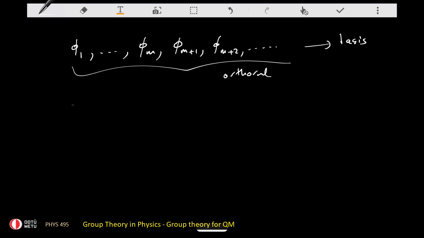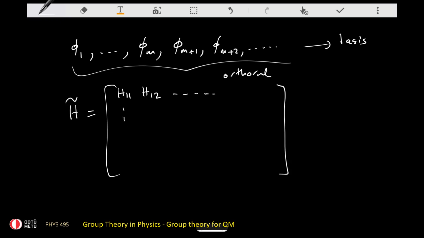In this case, when I construct this matrix, let's call it H tilde, from all possible matrix elements, of course this is going to go to infinity. So let me just write a few of these. So this is an infinite by infinite matrix. The H tilde is an infinite by infinite matrix.